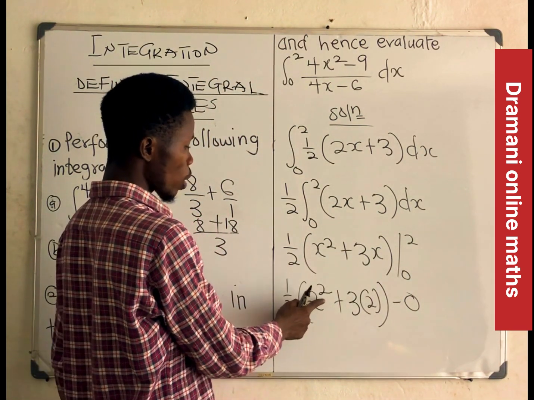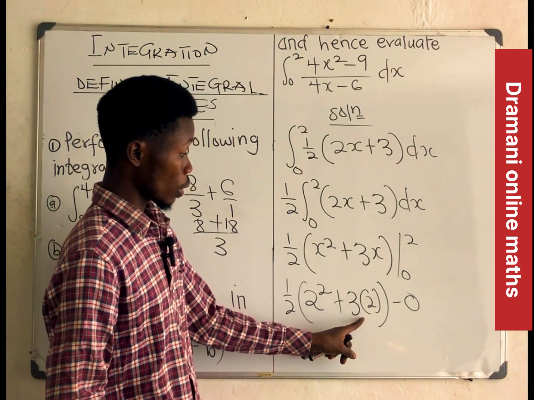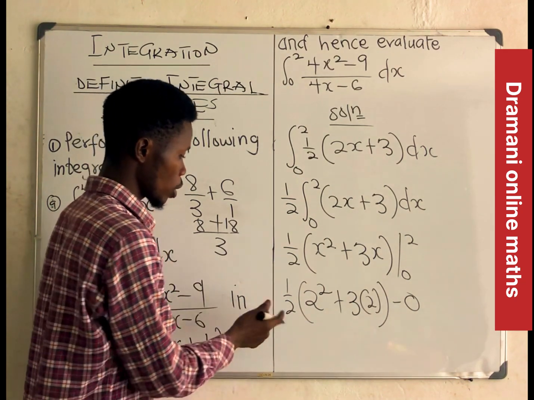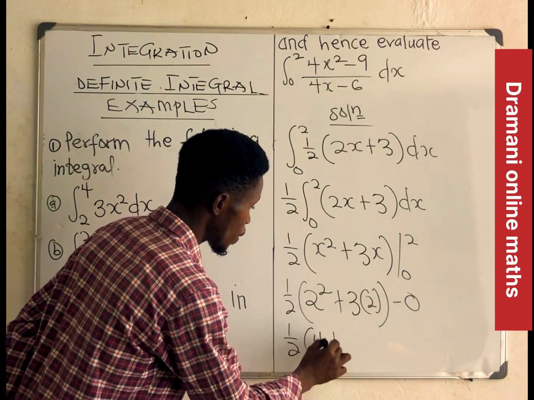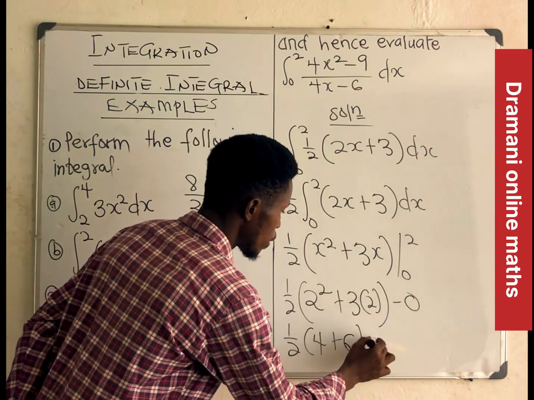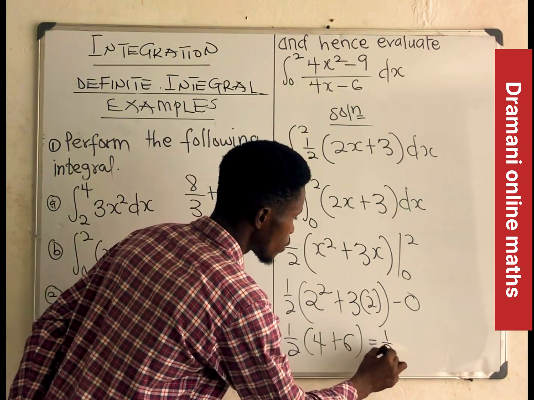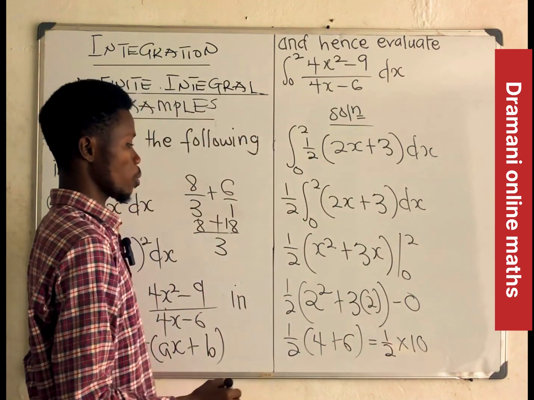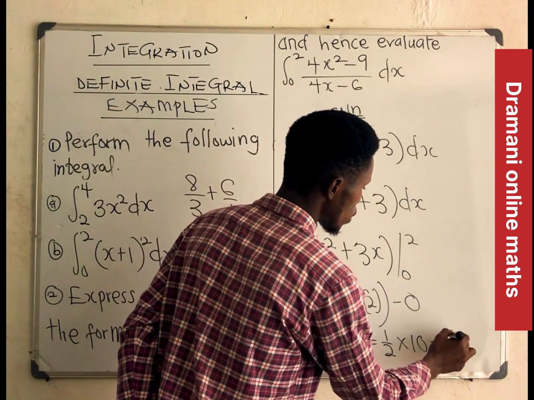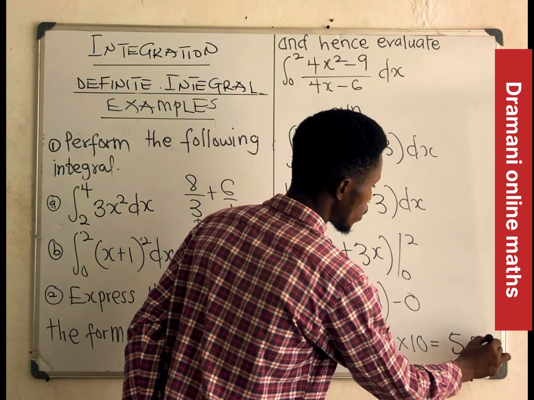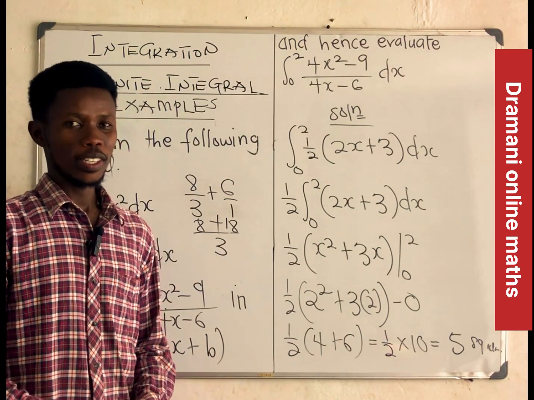So that one. 2 squared we all know is 4. And 3 times 2 is 6. And remember, I'm multiplying through by the half. So half multiplied through by 4 plus 6. 4 plus 6 is 10. Let me write it before someone asks me in the comment section where I got the answer. So finally, half times 10 is what? 5 square units. So that is the solution to this question.